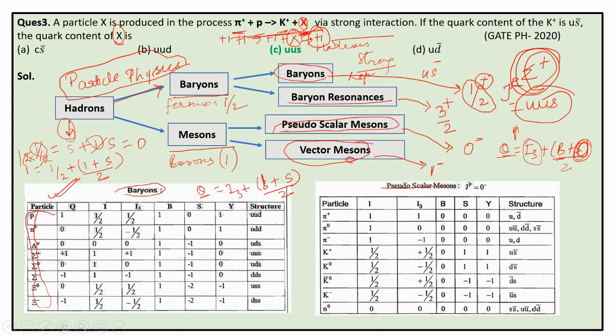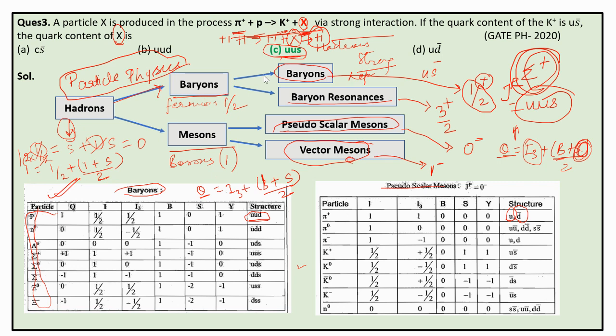You know it. One more thing I want to add here: baryons are made up of three quarks. But on the other hand, mesons are made up of one quark and one anti-quark. Okay, now you can see this one is matching with it. So the answer is this one. You can solve this question.